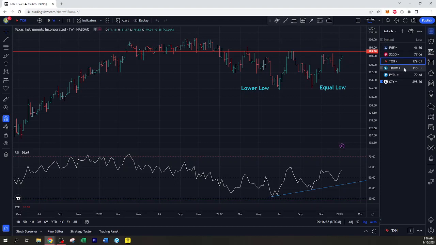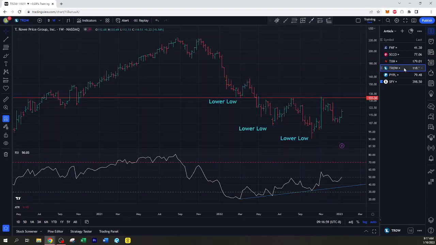Next up, we're going to look at T. Rowe Price. Unlike Texas Instruments, T. Rowe has experienced a brutal bear market. After peaking in 2021, T. Rowe fell 58% until it found a bottom at the end of September. All the time, T. Rowe is making lower low after lower low after lower low.